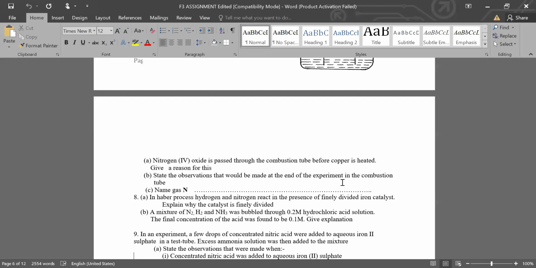it can be oxidized by nitrogen 4 oxide, because the heat of the hot metal will decompose the nitrogen 4 oxide to nitrogen and oxygen. And that oxygen will now oxidize the metal that is reacting. I said be it copper, be it lead, can be magnesium, can be zinc. Then we can move to the other question.